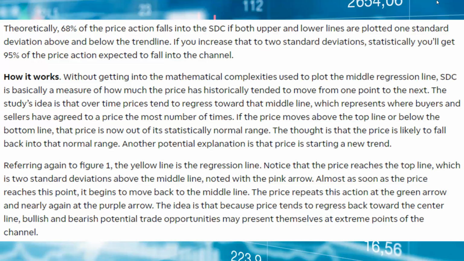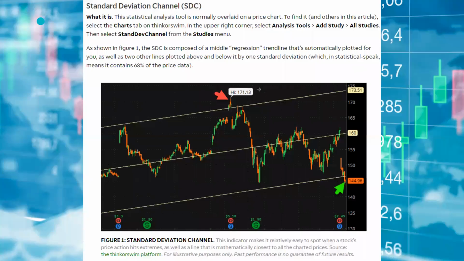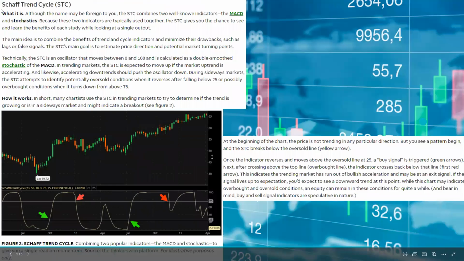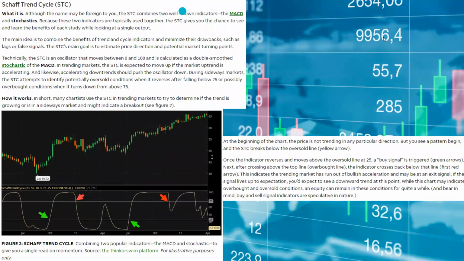The idea is that because price tends to regress back towards the line, bullish and bearish potential trade opportunities may present themselves at extreme points of the channel, right? And so that's kind of what we took a look at here and really went over for you guys and broke down. Now, the Schaff Trend Cycle is the next one that we're going to look at.